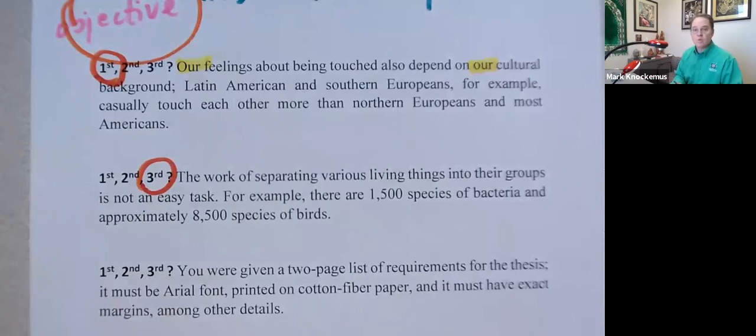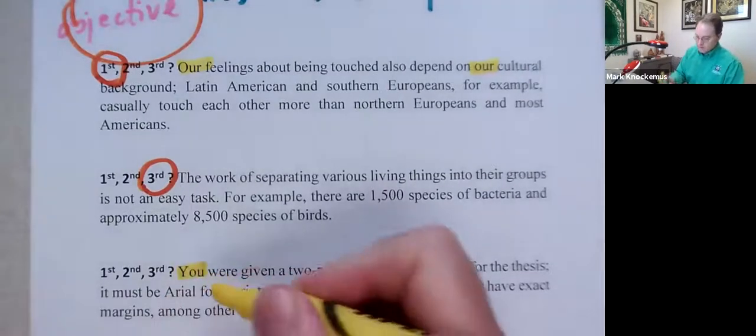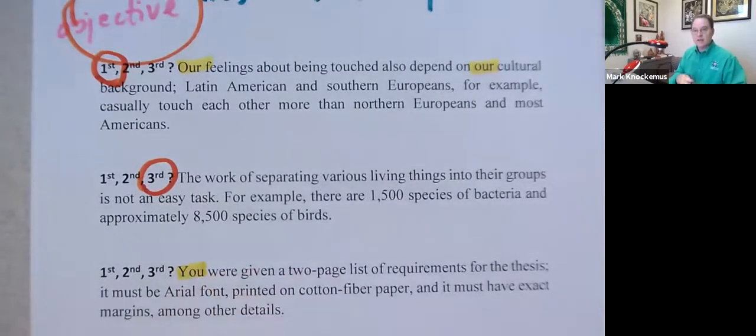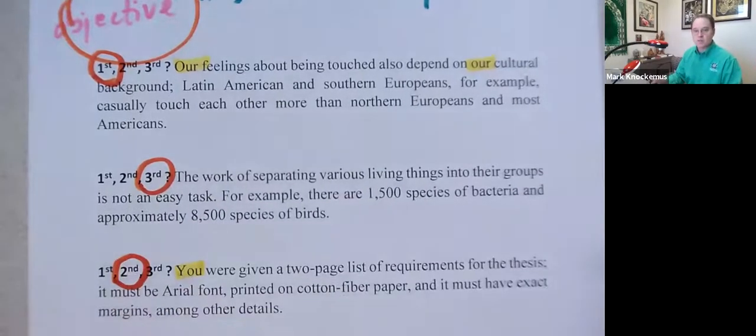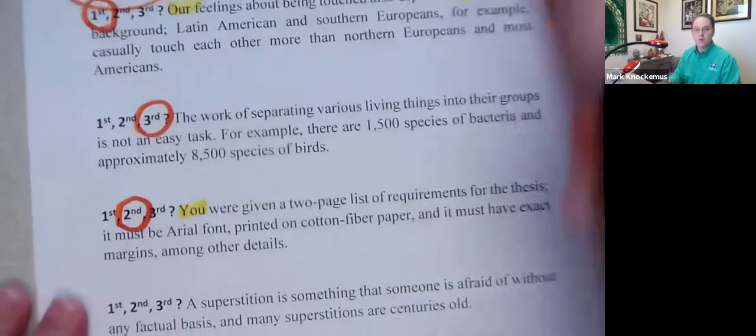What about the next one? You were given a 2-page list of requirements for the thesis. It must be Arial font, printed on cotton fiber paper, and it must have exact margins, among other details. Yeah, it sounds like a set of instructions. That's second person, talking to the reader through writing.